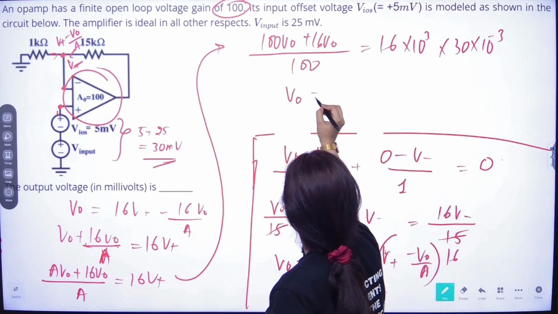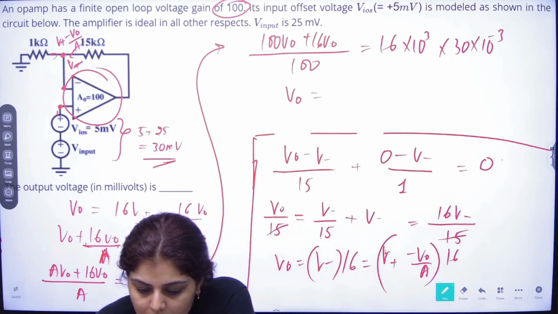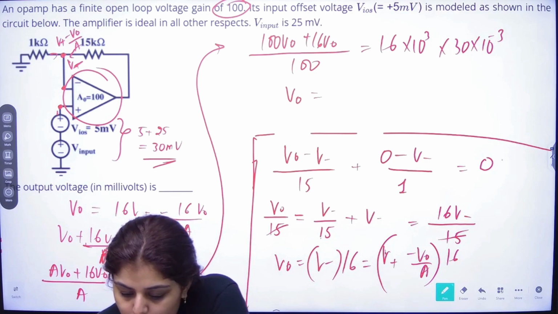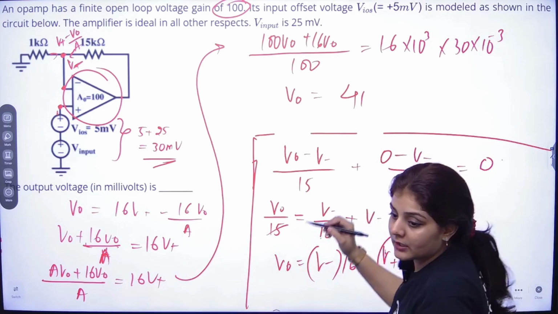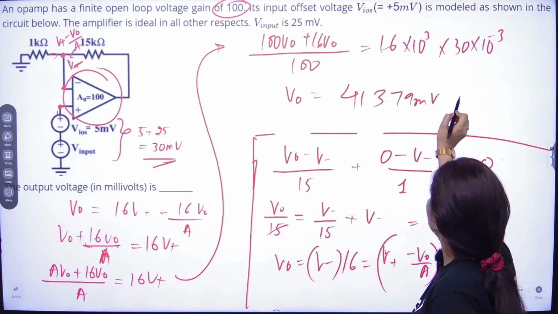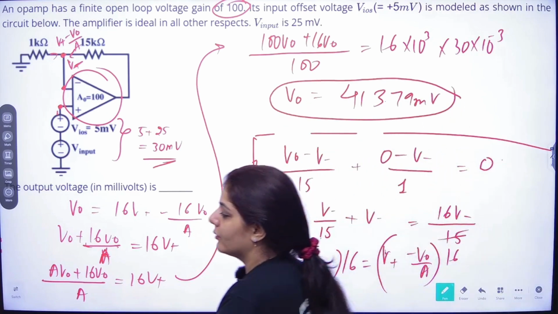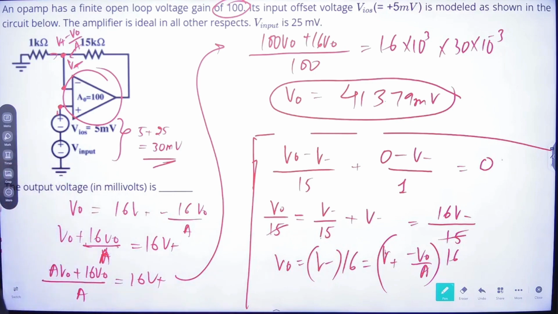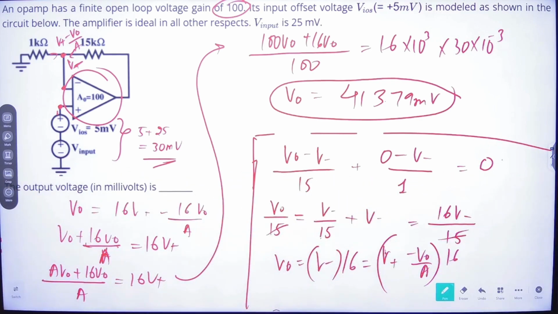If we solve that all up, what will be the final value of V naught? V naught is coming out to be 413.79 millivolts. So this is the final value of V naught which we are getting. Right? I can even solve this on a calculator. Let me just confirm it. This is the final answer which I know.